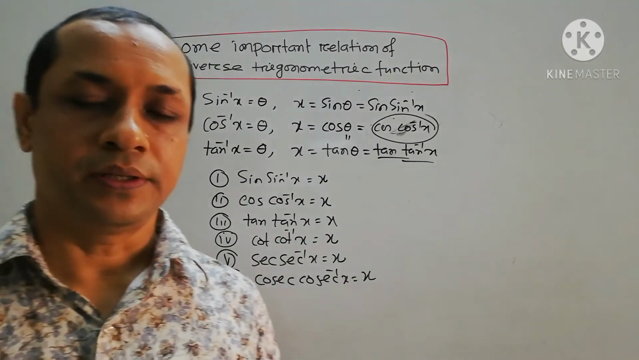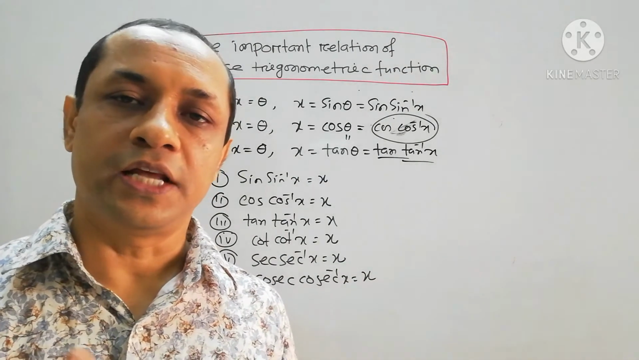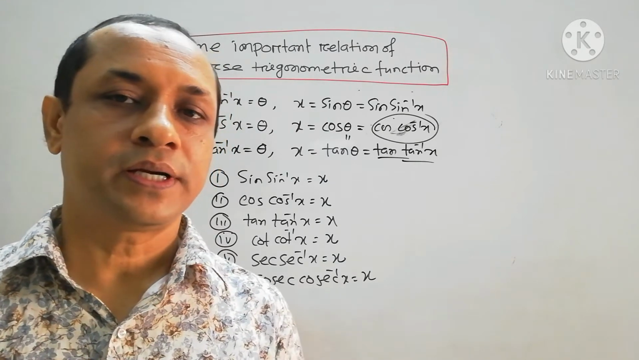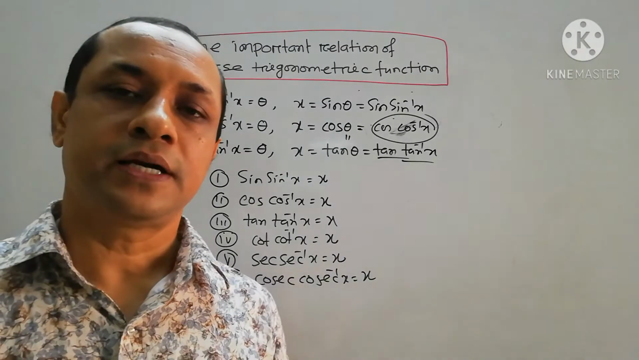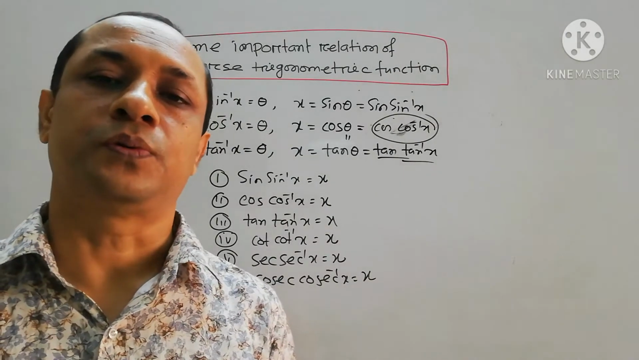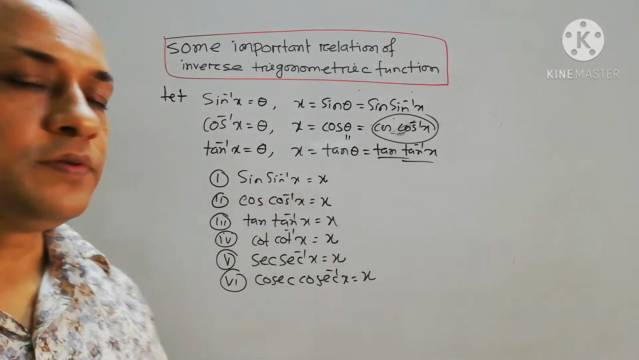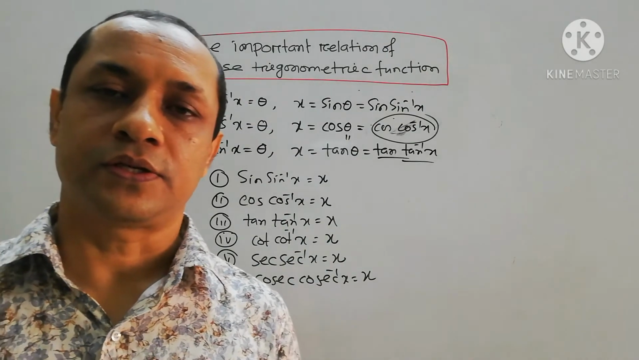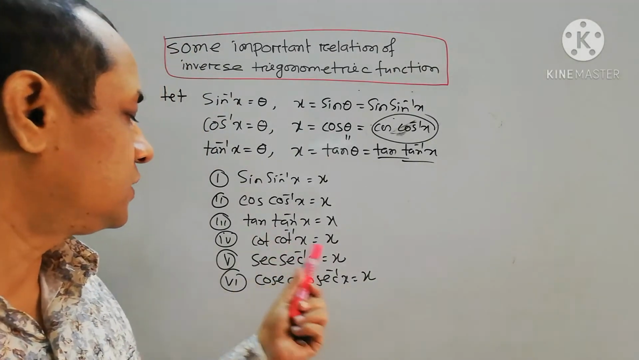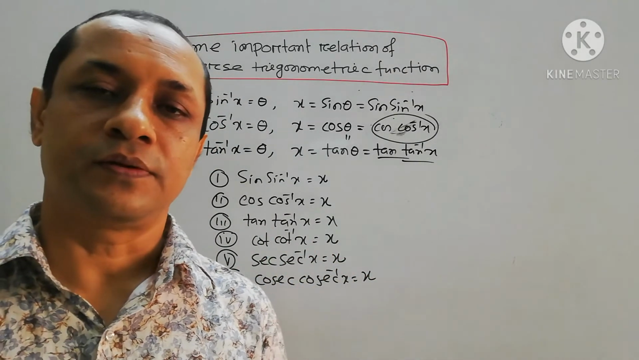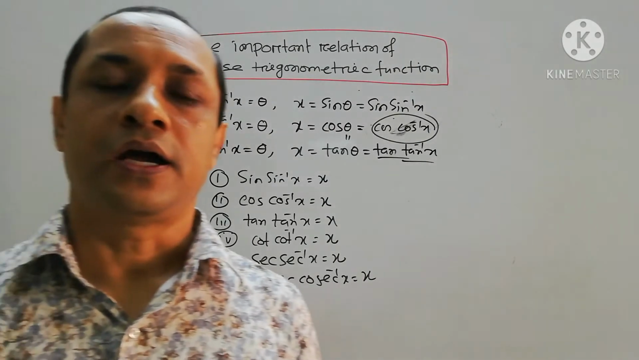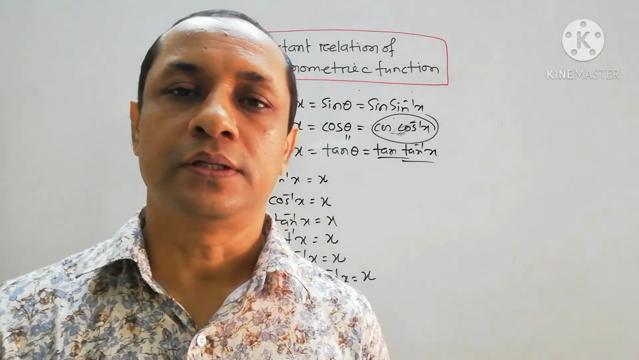So students, here are some important relations of inverse trigonometric functions: sin inverse sin x equals x, cos inverse cos x equals x, tan inverse tan x equals x. Similarly, sin of sin inverse x equals x, cos of cos inverse x equals x, tan of tan inverse x equals x. Similarly, we can prove that cot of cot inverse x equals x, cosec of cosec inverse x equals x, and sec of sec inverse x equals x. I hope that, students, you are clear.